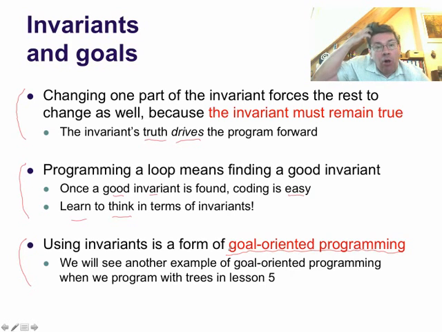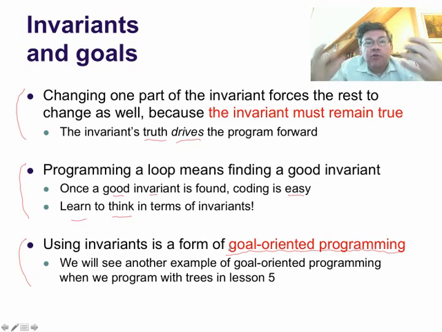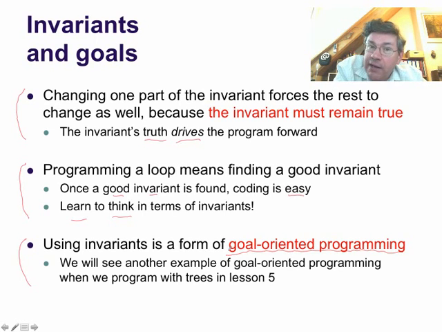In goal-oriented programming, we have a goal and the program will always work toward that goal. And that is what drives the calculation. So invariant programming is a particular case of this. We will see another example of goal-oriented programming, a very nice example, when we program with trees in lesson 5.